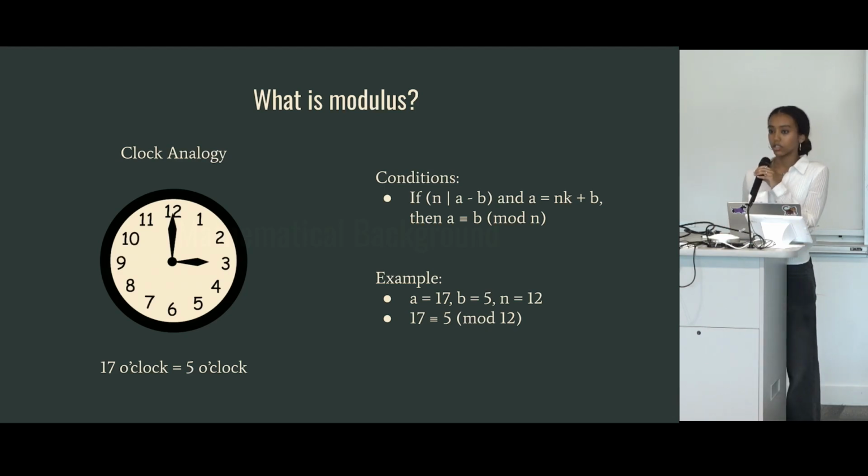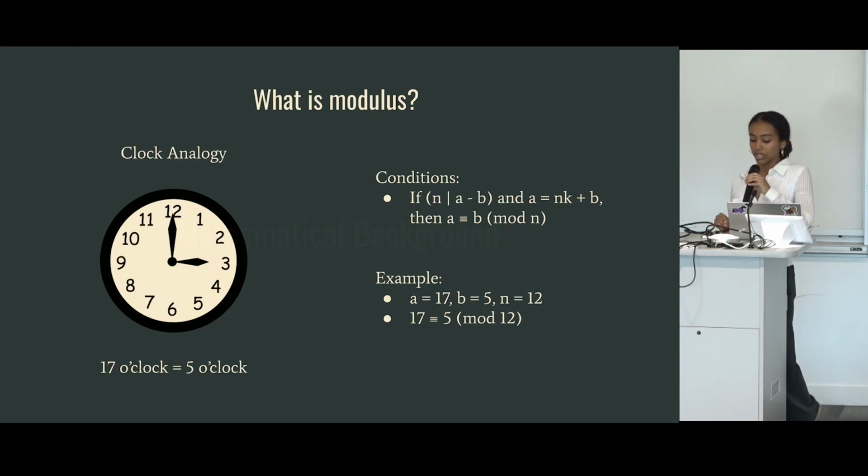We can do an example to make this more clear. Let's say A is 17, B is 5, and n is 12. We can use the first condition to prove that 17 is congruent to 5 mod 12. We know that n is 12, and the difference of A and B, 17 and 5, is 12. Now that we know that 12 divides 12, then we can say that 17 is in fact congruent to 5 mod 12.